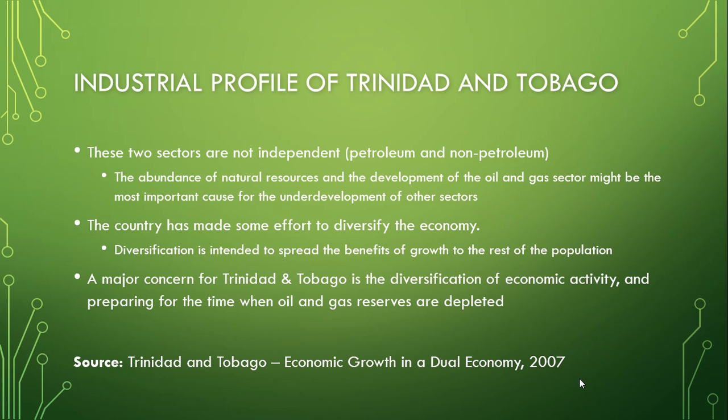The country, Trinidad and Tobago, has made some effort to diversify the economy. But this is still lacking. I mean, there is still a whole lot more to do. Diversification, we know, is intended to spread the benefits of growth throughout the rest of the population. So as we had mentioned before, that great disparity in income, for example, between the rich and the poor, diversification is intended to try to even that out, reduce that gap somewhat. So a major concern for Trinidad and Tobago is the diversification of our economic activity. And this is important for us because it helps us prepare for the time when oil and gas reserves are depleted. Because remember, our oil and gas resources are finite resources.